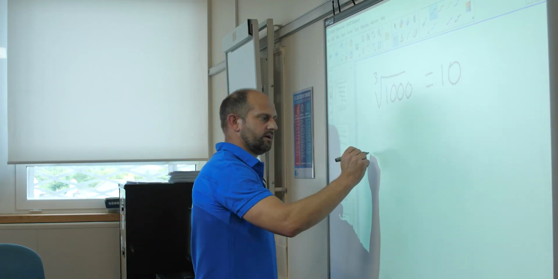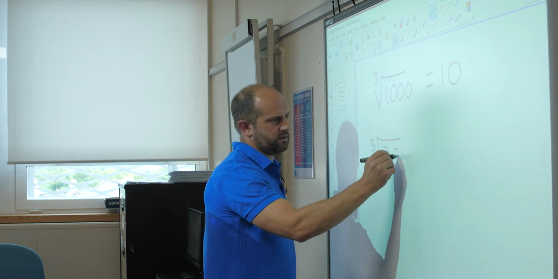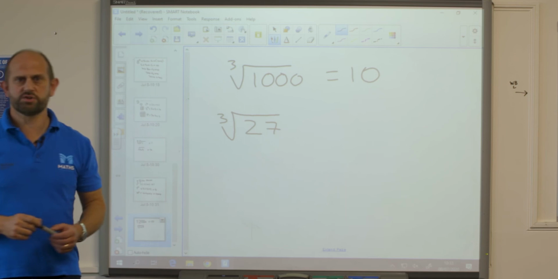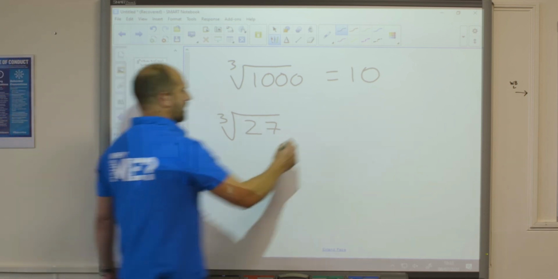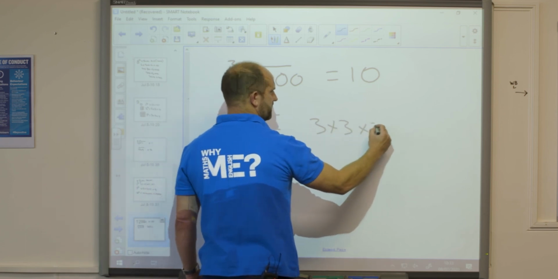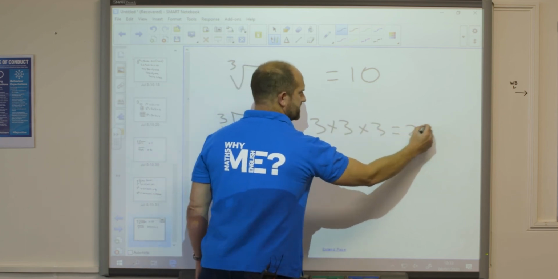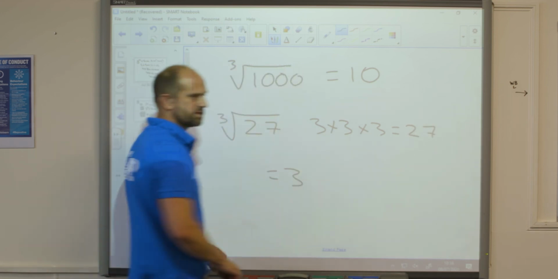What is the cube root of 27? What times what times what makes 27? I know that 3 times 3 is 9, times by 3 equals 27. So therefore the cube root of 27 equals 3.